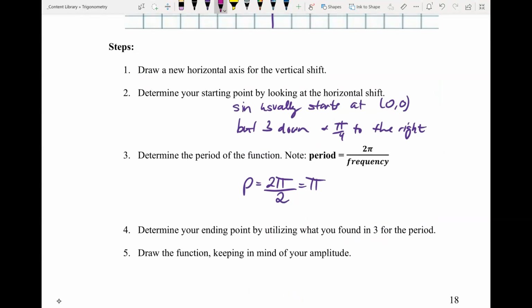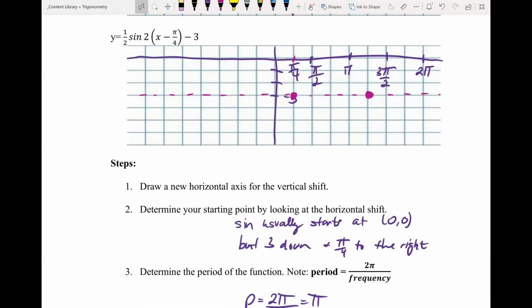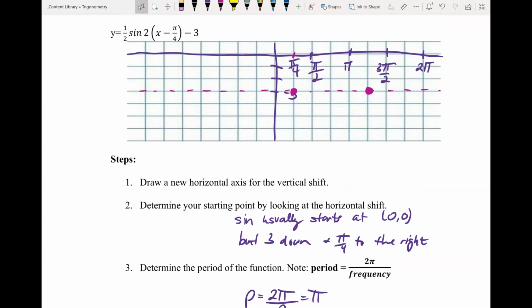Looking at step 5, draw the function and keep in mind your amplitude. So our amplitude is a half, so I can't go more than -2. It has to be at -2.5 and -3.5. Okay, so it's going to look something like this then.